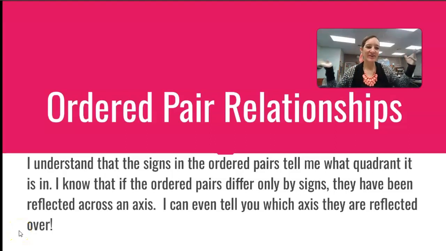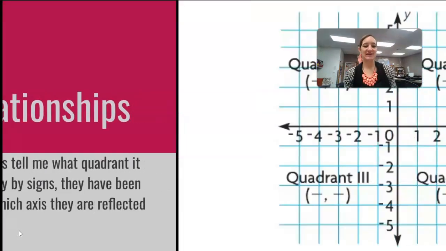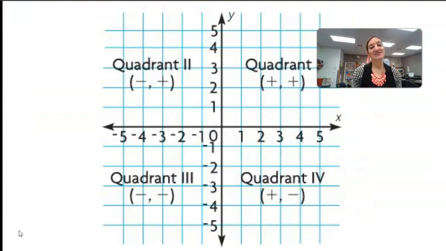Hey, y'all. I'm here in our classroom to give you the next lesson. It's on ordered pair relationships. You're going to figure out two things today. You're going to understand how the signs will tell you which quadrant you're in, and we're going to also talk about reflections on the X and Y axis. We're going to be doing a lot of dancing today. So here's what you need to know.